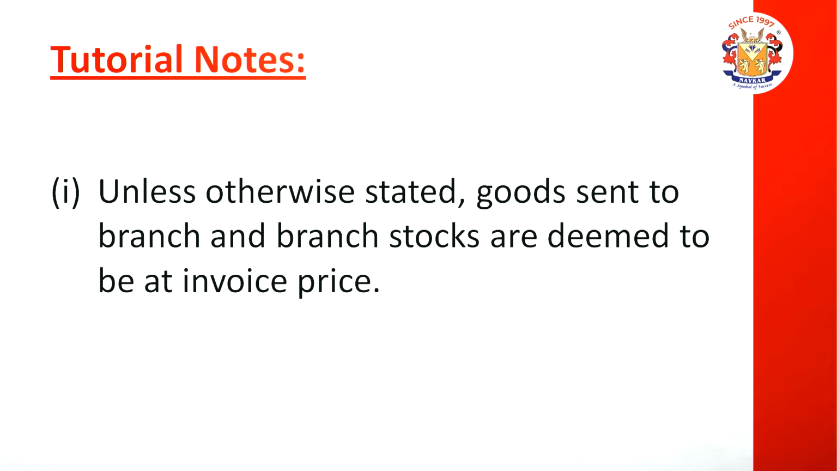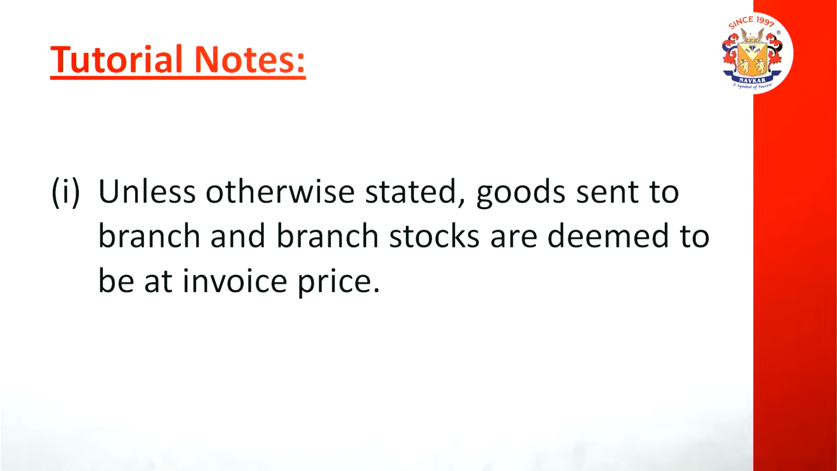First one, unless otherwise stated, goods sent to branch and branch stocks are deemed to be at invoice price. If nothing is given in the question, then we will consider that branch stocks as well as goods sent to branch both are at invoice price.